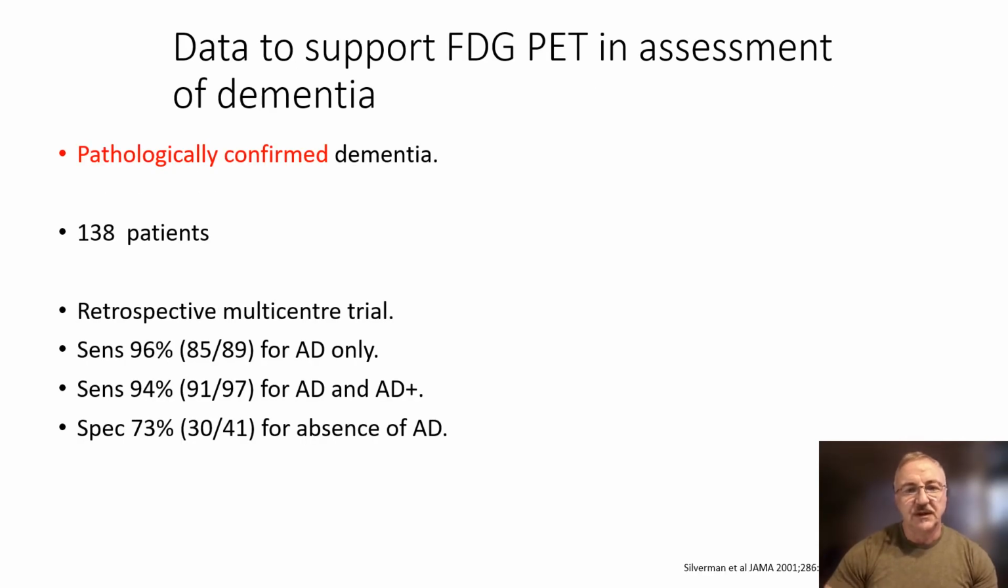So if we look at some pathologically confirmed trials of 138 patients, we can see that there's high sensitivity in this retrospective study for Alzheimer's disease only, slightly reduced sensitivity for all dementia subtypes, but still good detection of this, but a lower sensitivity for excluding disease. And again, we'll talk about why that might be.